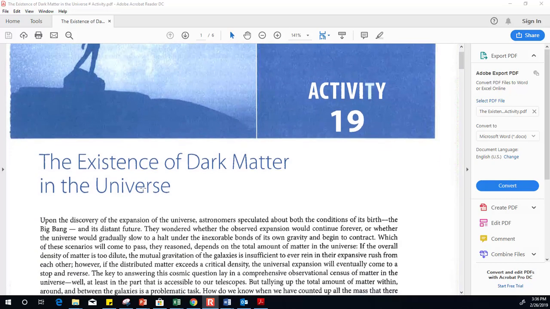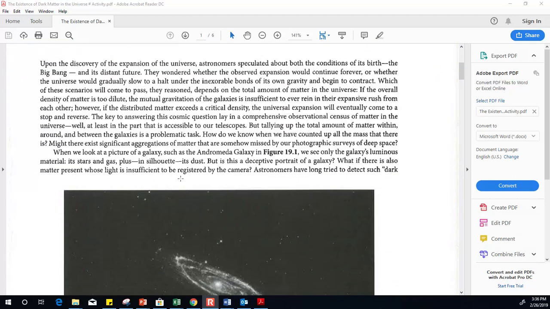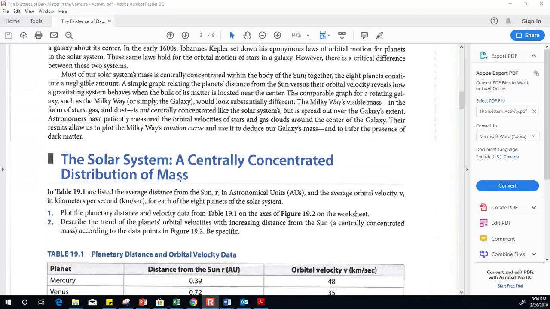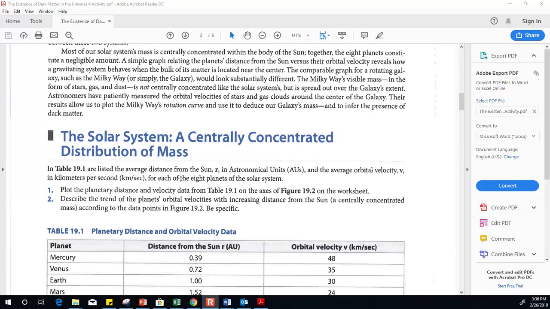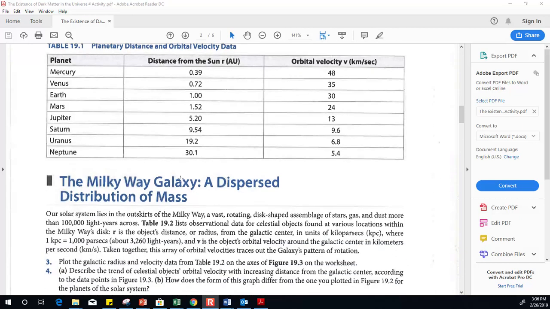So I would like you to first go through all these pages here in the Word document, and read a little bit more about the galactic mass and how it changes with the distance. And in this activity you have to plot different kinds of scientific data.